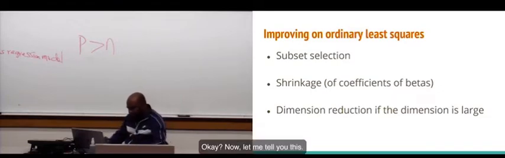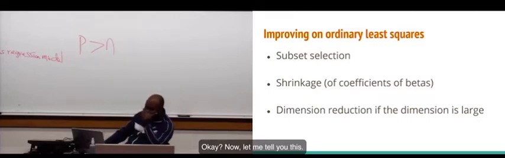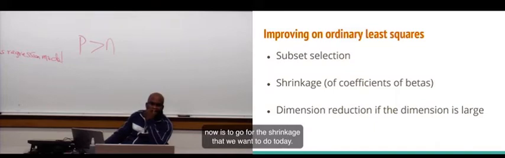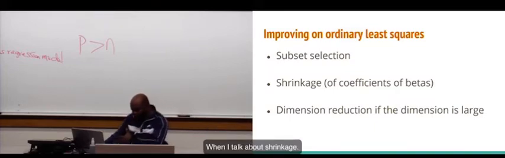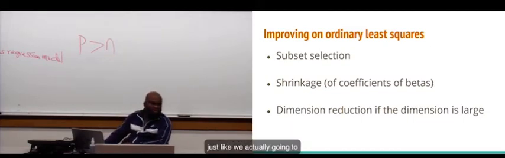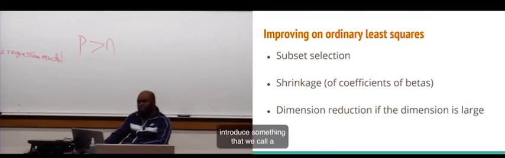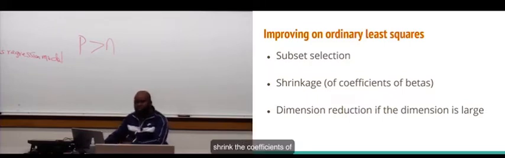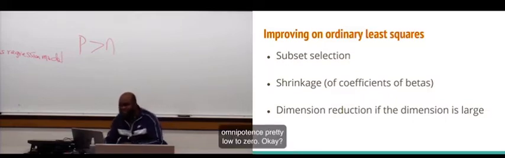Okay, now let me tell you this. The way out of stepwise selection now is to go for shrinkage. That we want to do today. When I talk about shrinkage, what we're basically going to do is introduce something that we call a regularization parameter that will shrink the coefficients of unimportant predictors to zero.